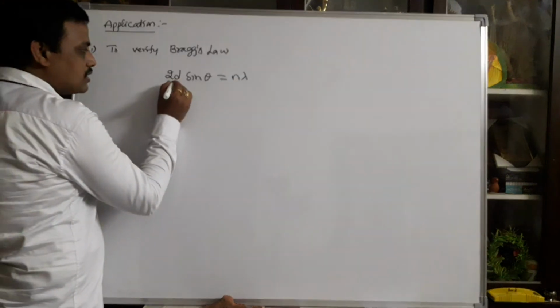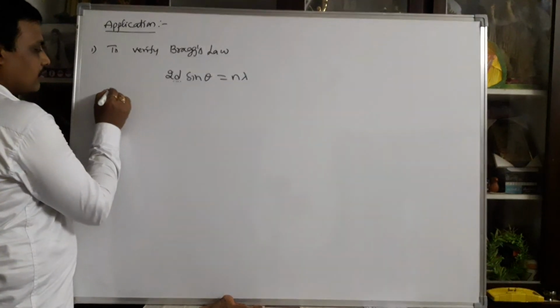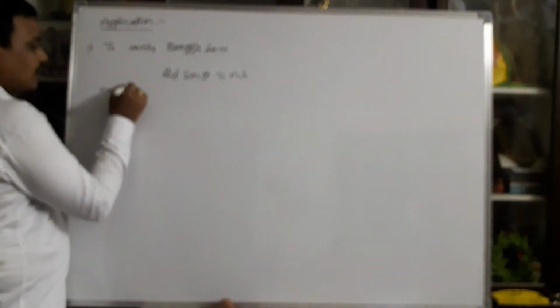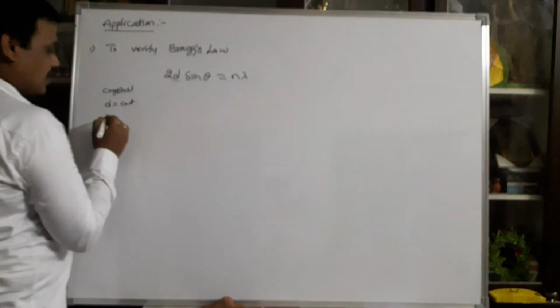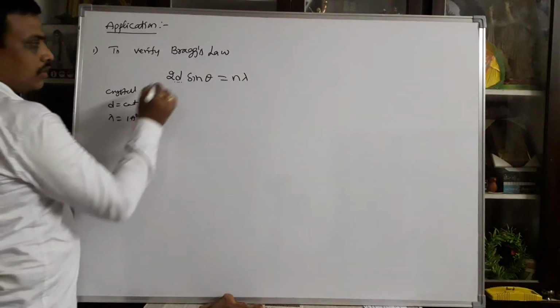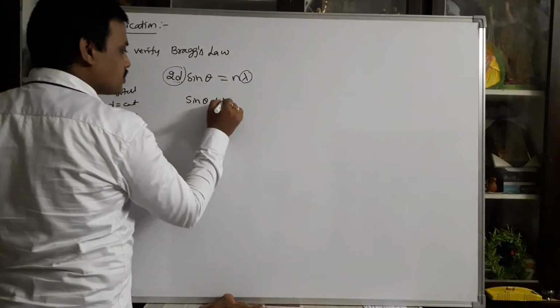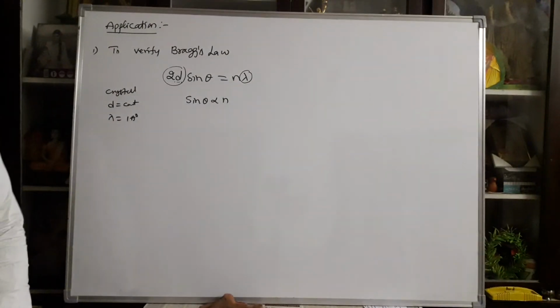d is the distance between the planes. For a given crystal, the d value must be constant. Lambda is the X-ray wavelength, which is also constant. So 2d is constant and lambda is constant, and sin theta is always proportional to n. For different orders, the angles must be in that ratio.